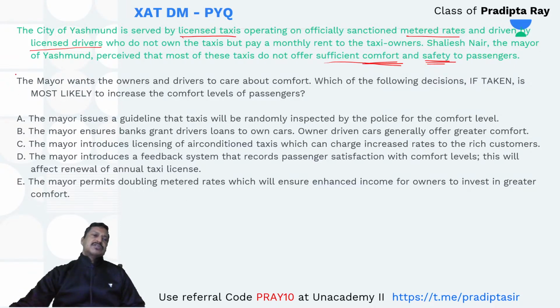Now the question. What is the question? So this is the question. The mayor wants owners and drivers to care about comfort. Which of the following decisions, if taken, is most likely to increase the comfort level of passengers? So, which of the following decisions will be taken if you feel that there is a chance that the comfort level of the passengers will increase?